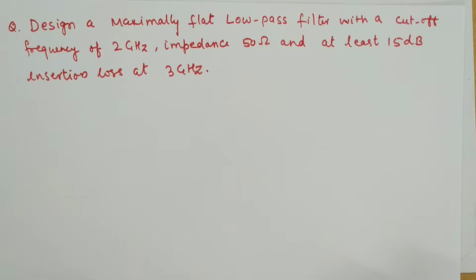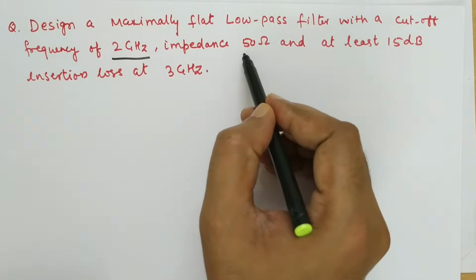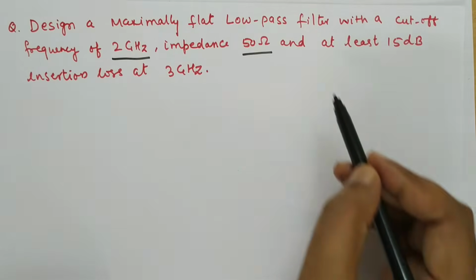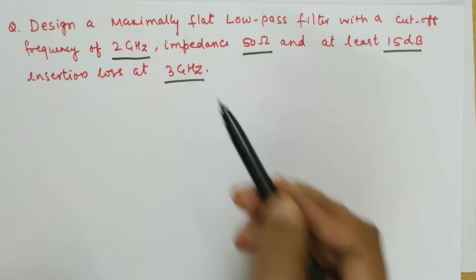So now we are going to design a maximally flat low pass filter with a cutoff frequency of 2 GHz, impedance 50 ohm, and at least 15 dB insertion loss at 3 GHz.